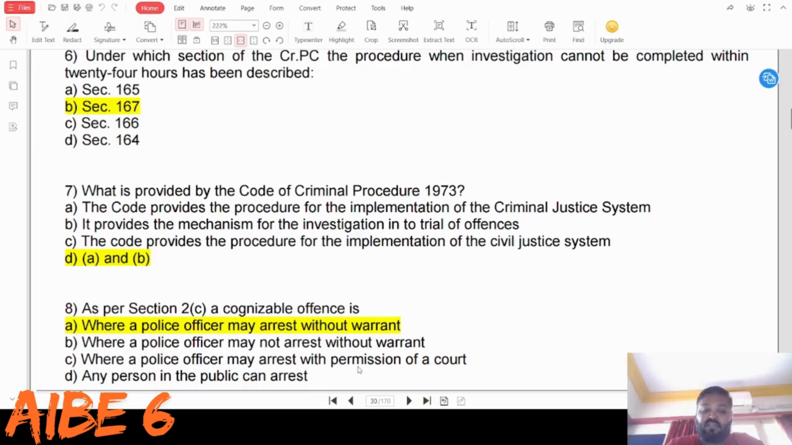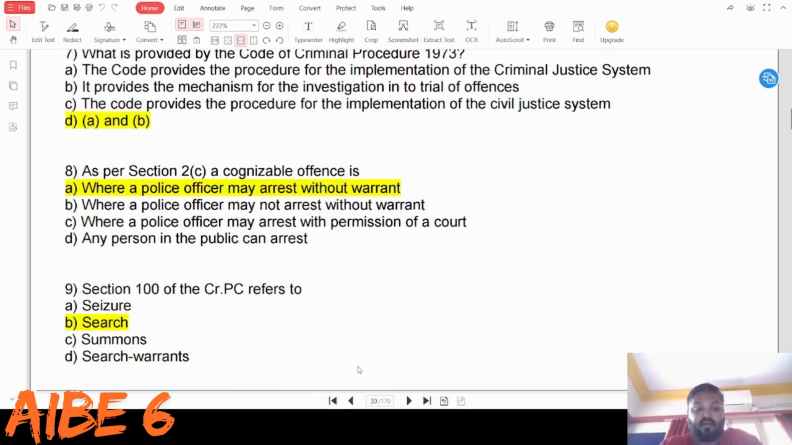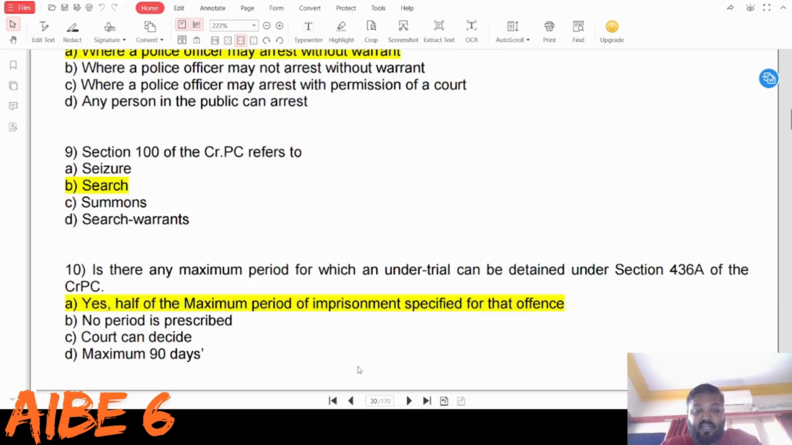As per Section 2(c), a cognizable offence is one where a police officer may arrest without warrant. Section 100 of the CrPC refers to search. Is there any maximum period for which an undertrial can be detained under Section 436A of the CrPC? Yes, half of the maximum period of imprisonment specified for that offense.